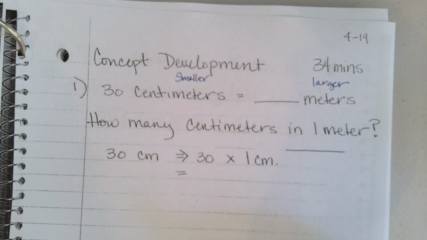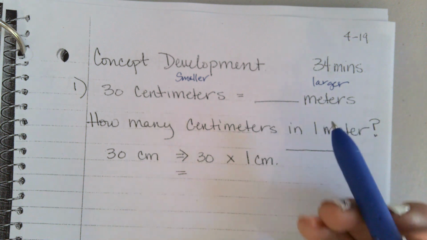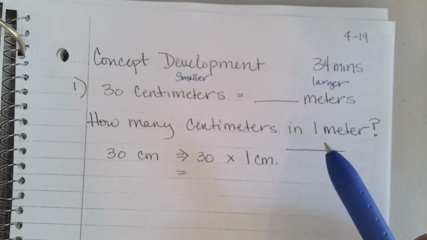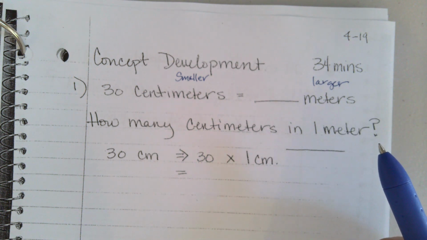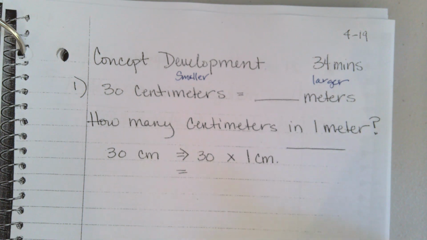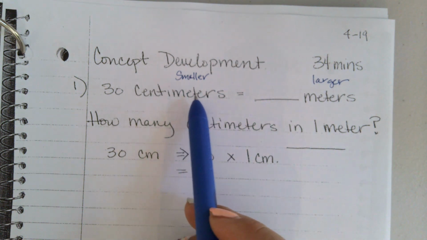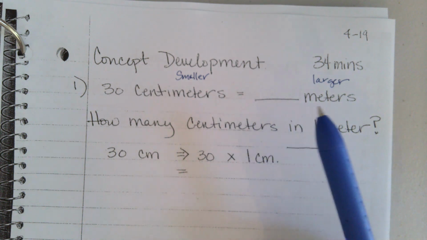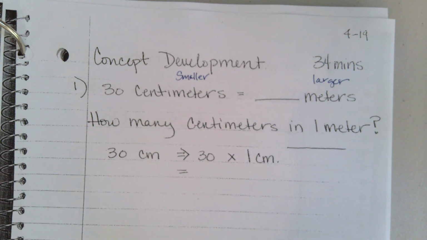So is 30 centimeters more or less than 1 meter? So think about it. Is 30 centimeters smaller or larger than 1 meter? You're right, it's less than 1 meter. Is it more or less than half of a meter, though? What do you think about that? So it's less than half a meter because 50 centimeters is half a meter, and this is only 30 centimeters. It's less than half a meter because 30 out of 100 is less than half, right? So let's keep that in mind as we work.